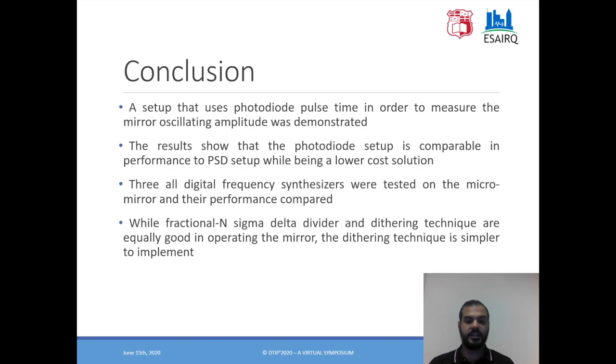In order to conclude, a setup that uses photodiode pulse timing in order to measure the mirror oscillating amplitude was demonstrated. The results show that the photodiode setup is comparable in performance to the PSD setup, while being a lower cost solution. Three all-digital frequency synthesizers were tested on the micromirror and their performance compared. Using the fractional divider in order to synthesize the drive signal resulted in mirror instability, which means it cannot be used. While the fractional and sigma delta divider and the dithering technique are equally good in operating the mirror, the dithering technique is simpler to implement.